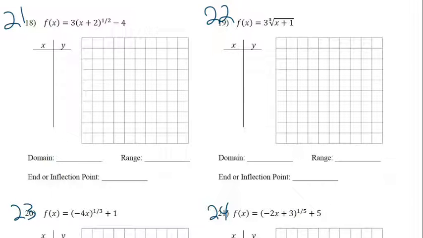All right. So number 18, let's graph. First things first, remember, even roots have endpoints, because you cannot take the square root, the 4th root, the 6th root of a negative. Odd roots have inflection points because you can take an odd root of anything. So that's the first thing we're going to look for. We've got an even root, so this one has an endpoint.